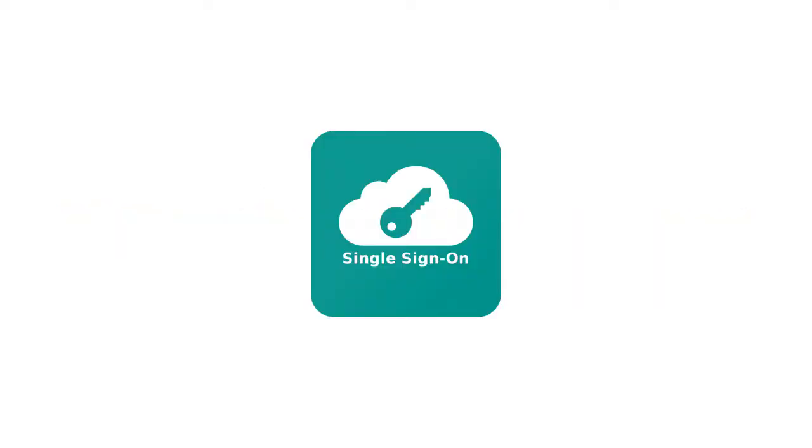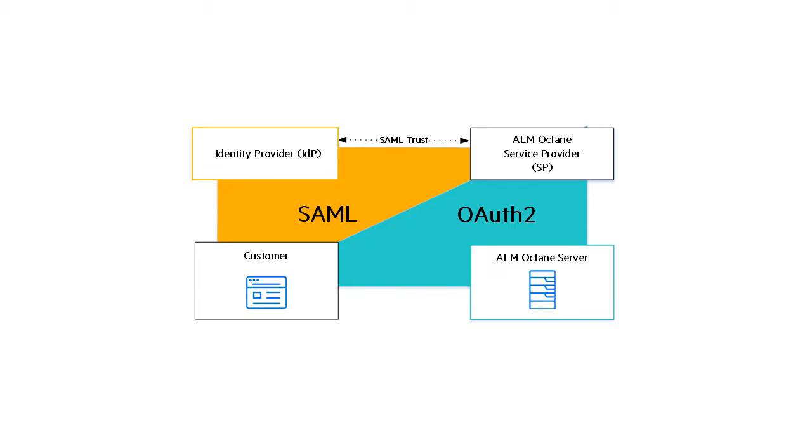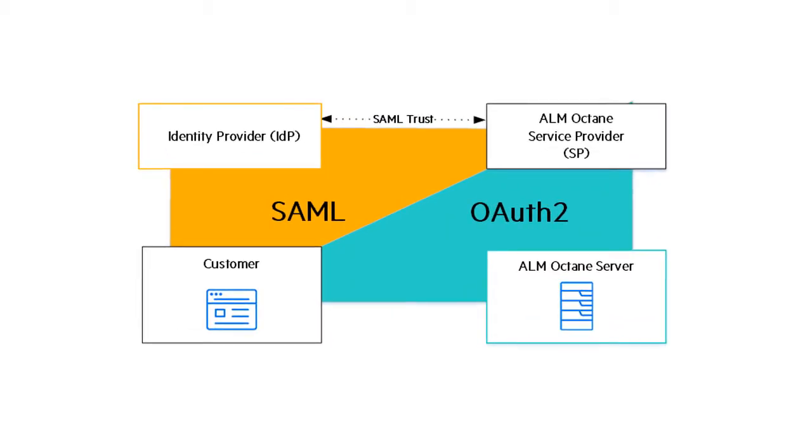Single sign-on access to ALM Octane can be authorized in a federated on-premises environment. ALM Octane's SSO integration uses the SAML2 protocol for authentication with identity providers and the OAuth2 protocol for creating and validating access tokens.